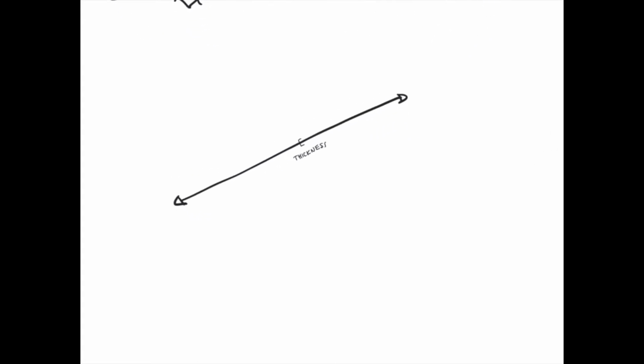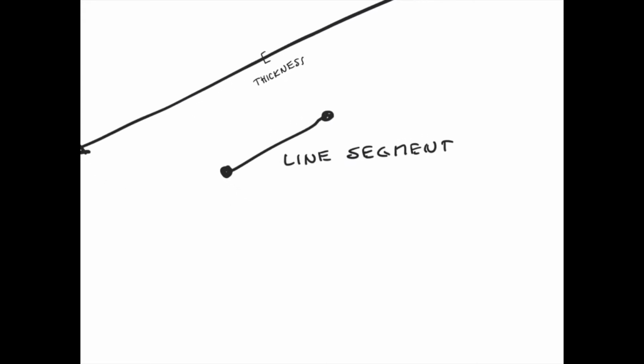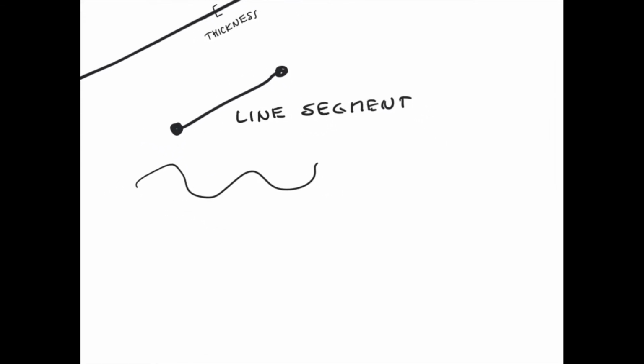If we took a piece of that line, though, and it had a beginning and an end, we call this a line segment. So a line segment has a beginning and an end. If you can imagine a piece of string that had a beginning and an end, we could take that string and we could wrap it around something.